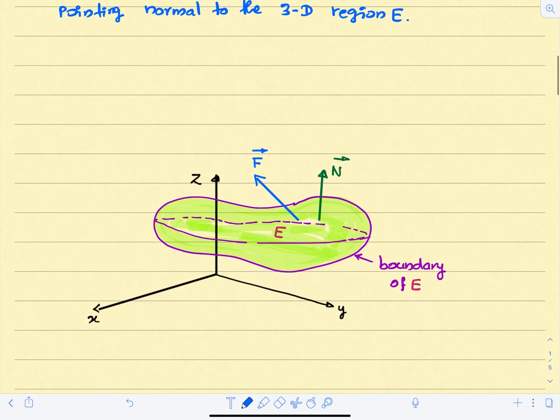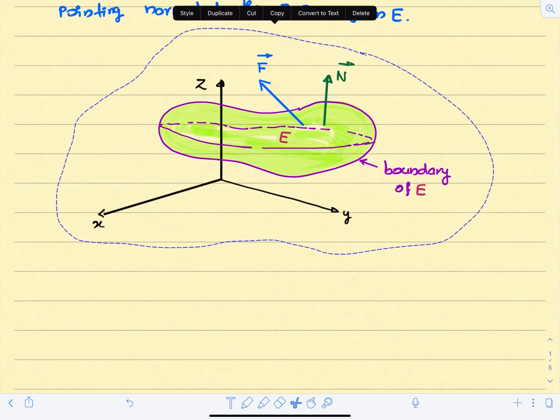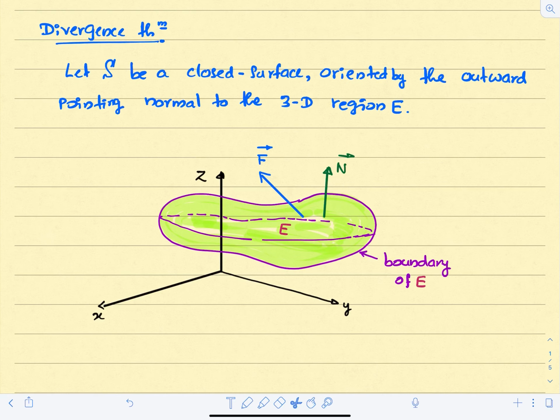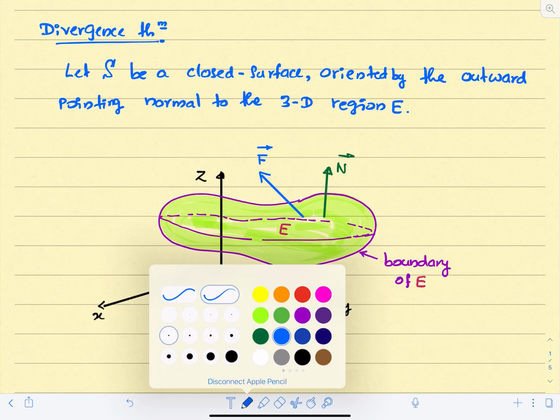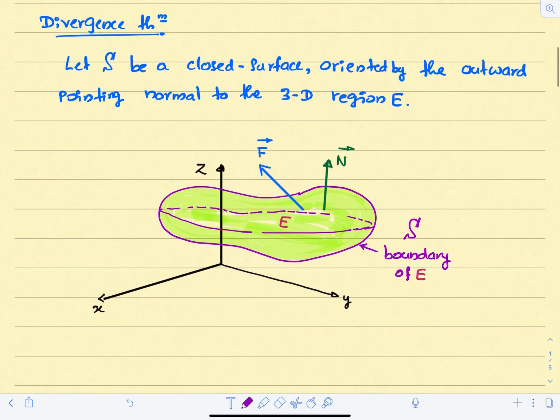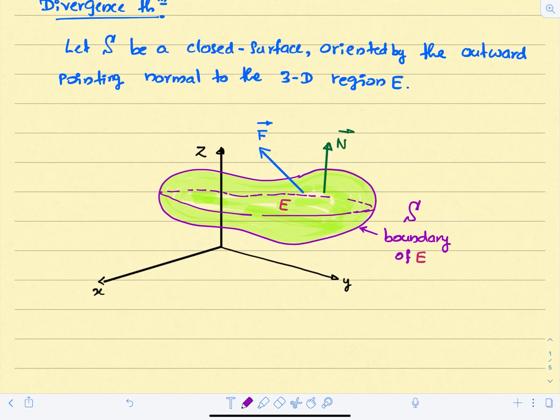So here is the picture. We have a three-dimensional region E in R3, and the boundary of the solid is S. So S is the boundary of the solid. That's your S. And we have an outward pointing normal vector n, and on this closed surface we have a vector field F.